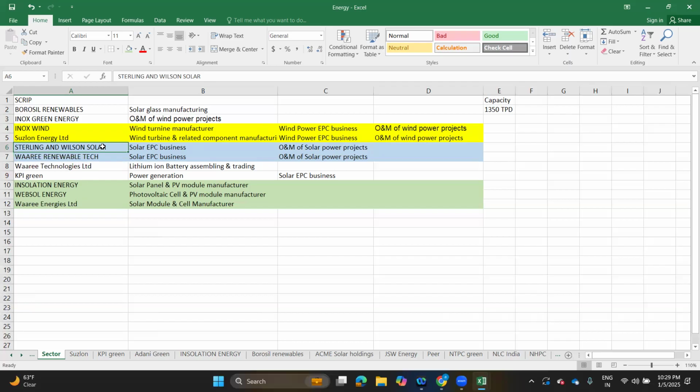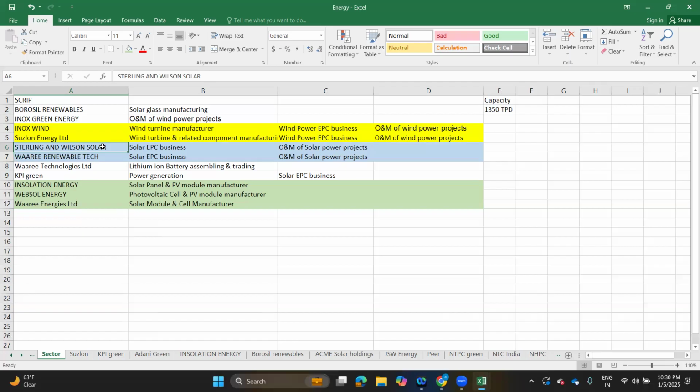Next come solar EPC companies. So Sterling and Wilson Solar, which is basically a Shapoorji Pallonji Group company, and Vikram Renewable Tech. These companies are solar EPC companies, as well as into operation and maintenance of solar power projects. Apart from that, there is a company called KPI Green Energy. They are basically a combination of solar EPC business as well as power generation. They have their own solar power as well as they are doing solar EPC business.